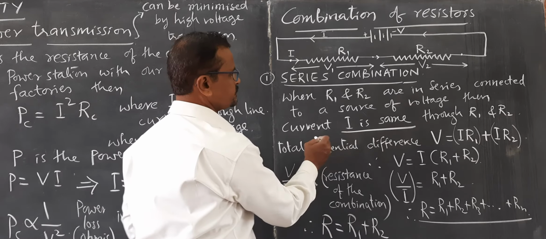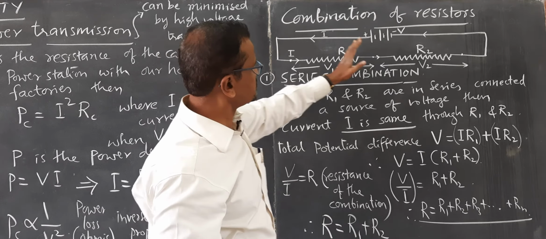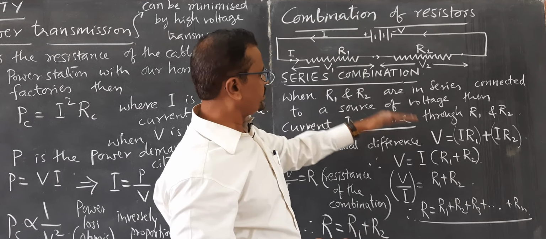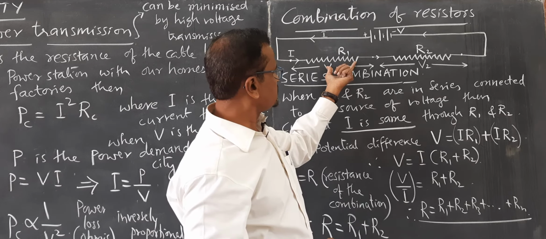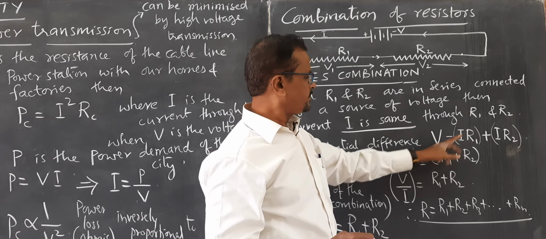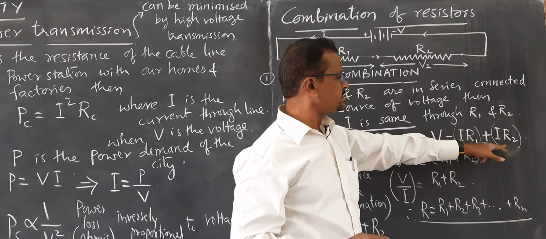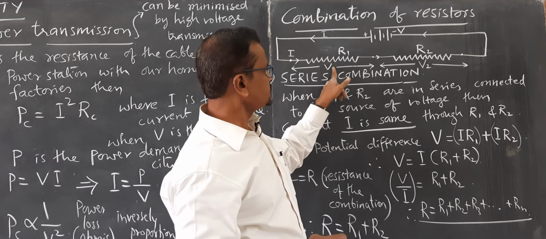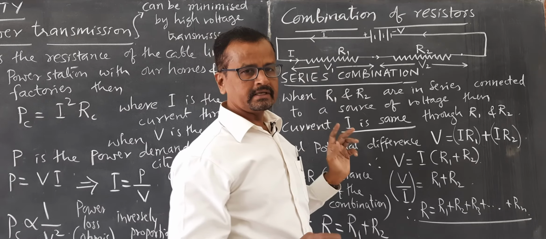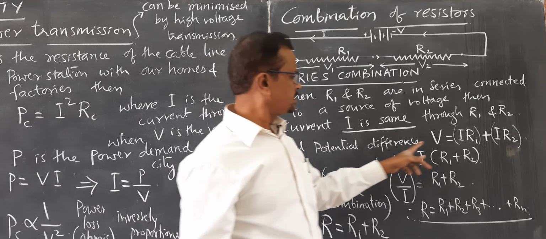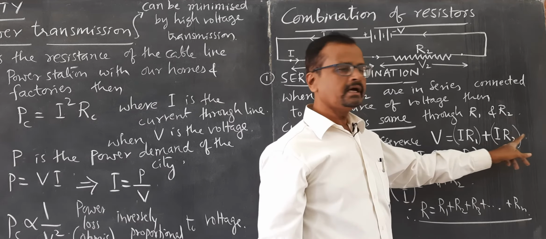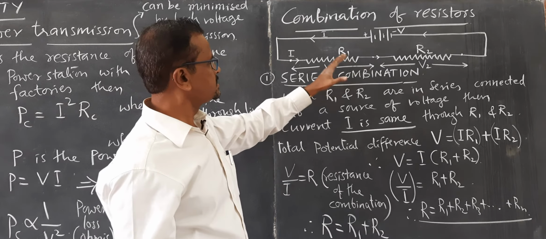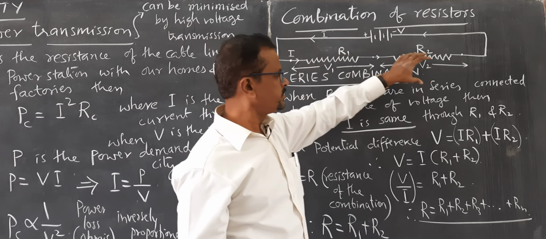When the current I is the same through R1 and R2, then the total potential difference across R1 and R2, if it is V, becomes equal to the potential difference across R1, that is V1, plus the potential difference across R2, that is V2. V is equal to V1 plus V2. So, what is V1 here? According to Ohm's law, I R1, because I is the common current, plus I R2. Voltage is divided. When they are connected in series, voltage is divided as V1 plus V2.